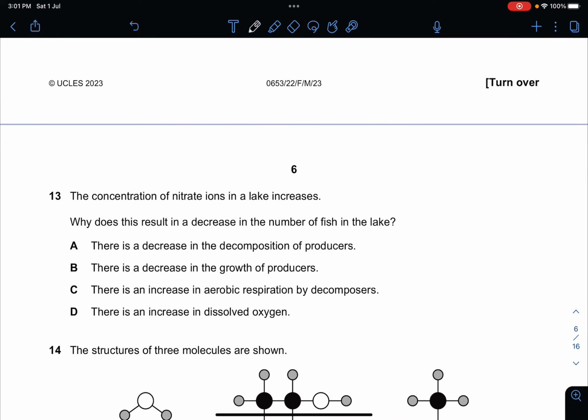Okay, the concentration of nitrate ions in a lake increases. Why does this result in a decrease in the number of fish in the lake? Nope. It has an increase of decomposition of producers. There's a decrease in the growth of producers. Nope. There's an increase in aerobic respiration by decomposers. Yes. There's an increase in dissolved oxygen. No. So the answer is C. D cannot because it decreases. So once there's blocking of sunlight, bacteria start to grow. They will therefore decrease the dissolved oxygen.